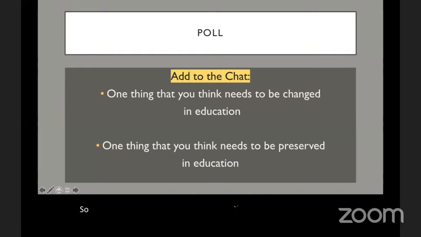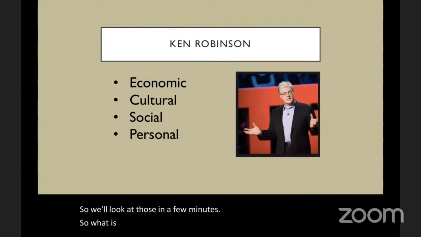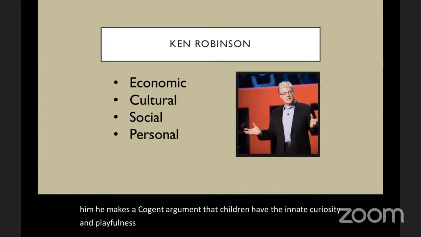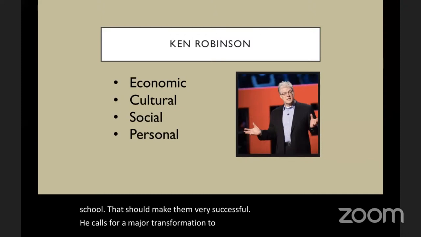So what is the purpose of education? The purpose of education falls within these four categories: economic, cultural, social, and personal. I mentioned Ken Robinson earlier. If any of you have seen any talks by him, he makes a cogent argument that children have the innate curiosity and playfulness, sociability, and willfulness that they bring to school that should make them very successful. He calls for a major transformation to improve a broken model.